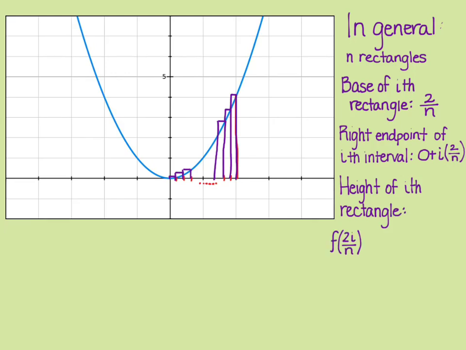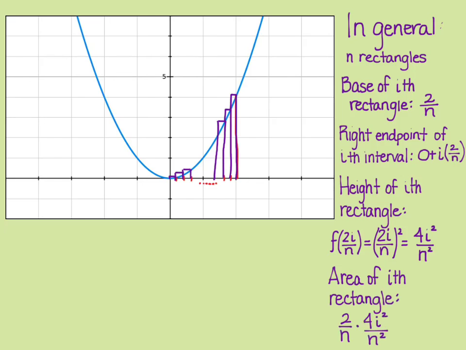The height of the ith rectangle then is f of this number, which is 2i over n. And remember, our function just squares things, so we get 2i over n quantity squared, which comes out to 4i squared over n squared. So finally, the area of the ith rectangle is going to be 2 over n times 4i squared over n squared, so the base times the height. This comes out to 8i squared over n cubed.